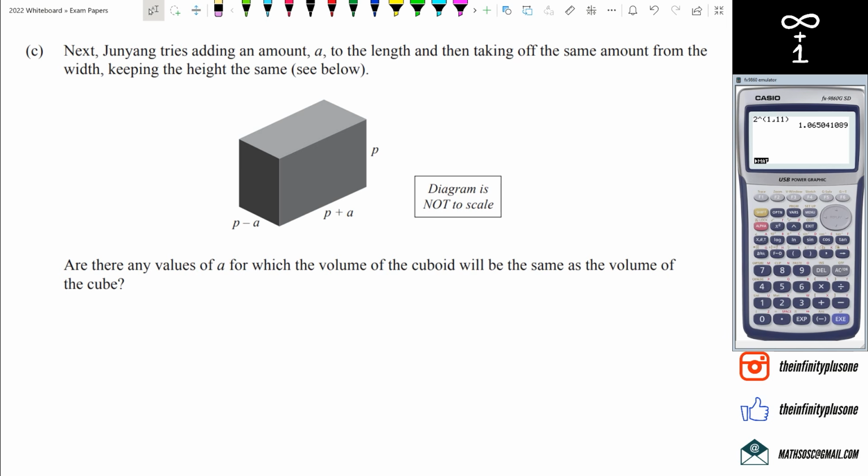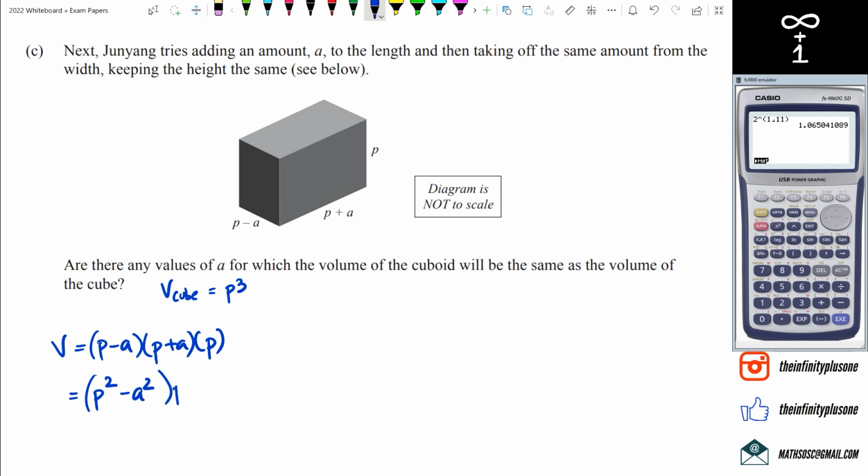Yeah, question C, what do we got? Are there any values of A for which the volume of the cuboid will be the same as the volume of the cube? Okay, so we know the volume of the cube is P cubed. So if we were to work out the volume of this particular shape, we're going to get (P - A) multiplied by (P + A) multiplied by P. So here we're going to get (P squared minus A squared) multiplied by P. We're going to get P cubed minus PA squared.